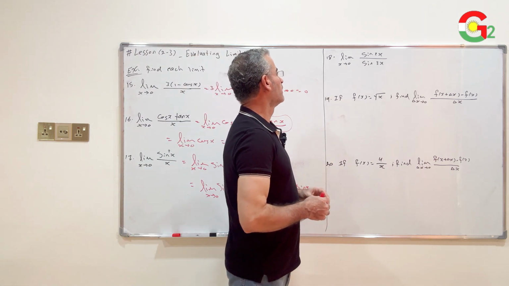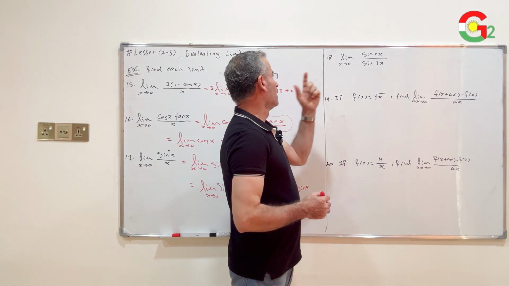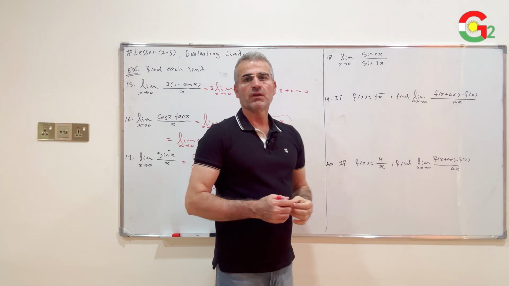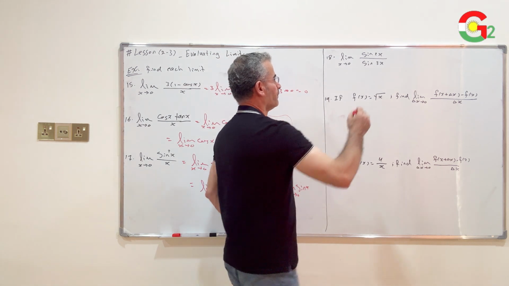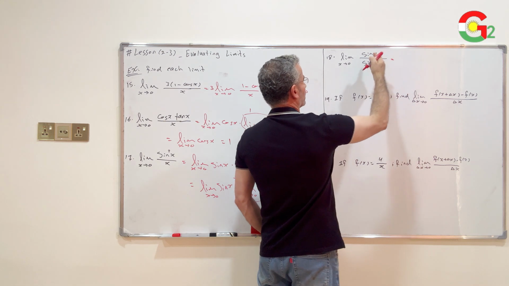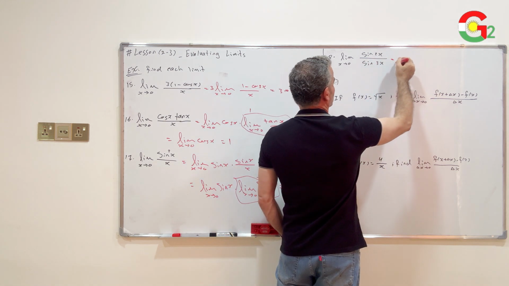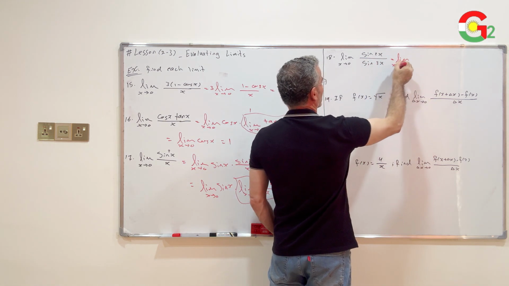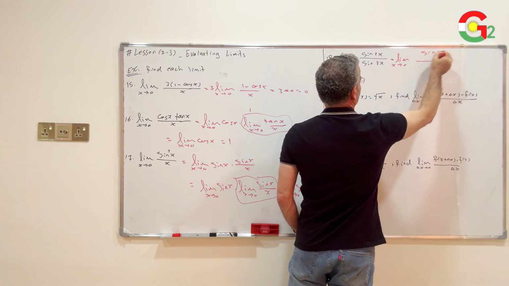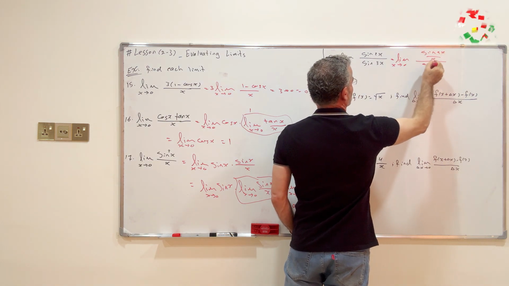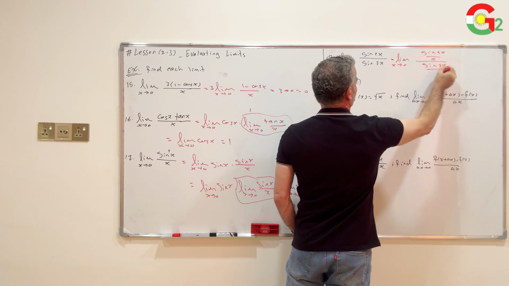Number 18, find the limit of sine 2x over sine 3x when x approaches 0. Divide the numerator and denominator by x, then the limit will be the limit as x approaches 0 for (sine 2x over x) over (sine 3x over x).